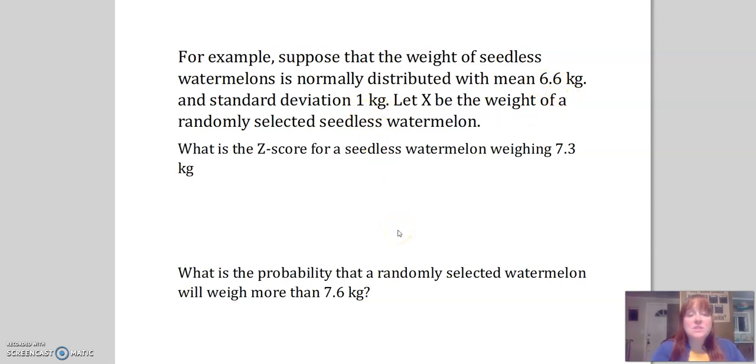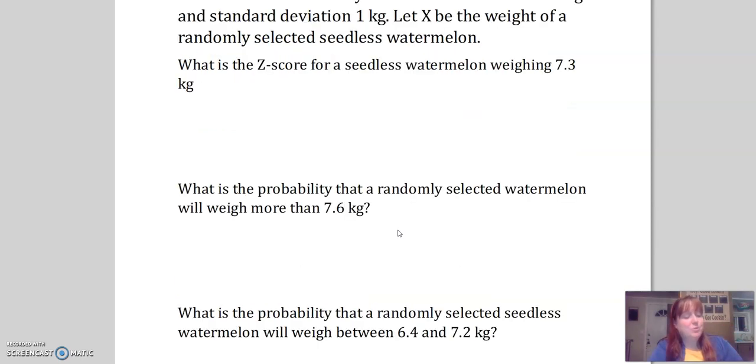So X is our random variable, which basically tells us that we're looking at lots of seedless watermelons, and we're finding out z-scores and stuff like that. Don't worry about what we're finding out. Each one finds out something different, and it doesn't make sense for me to explain each one right now. So what are we looking for? We're looking for a z-score for a seedless watermelon weighing 7.3 kilograms.